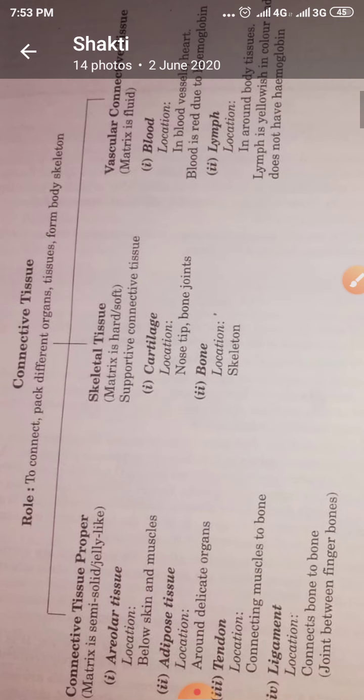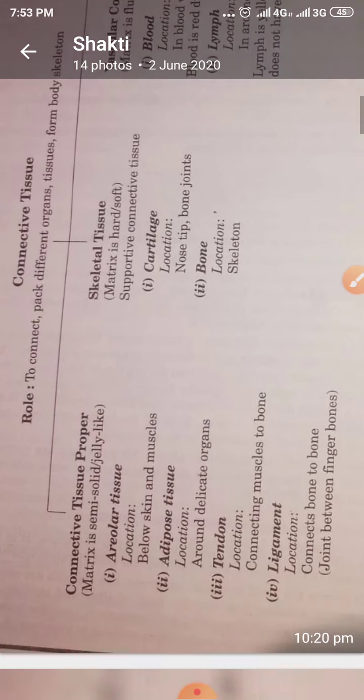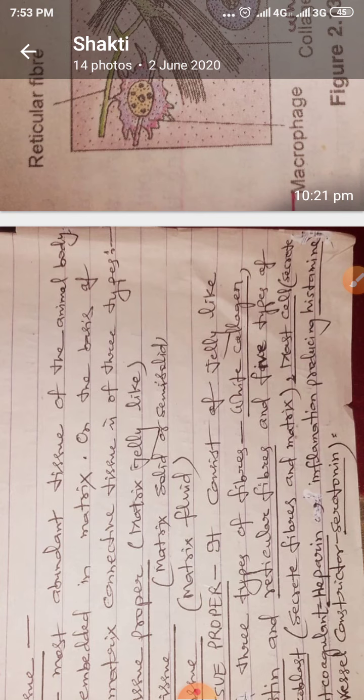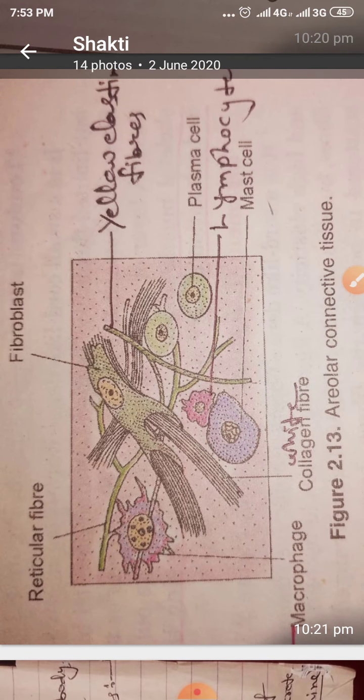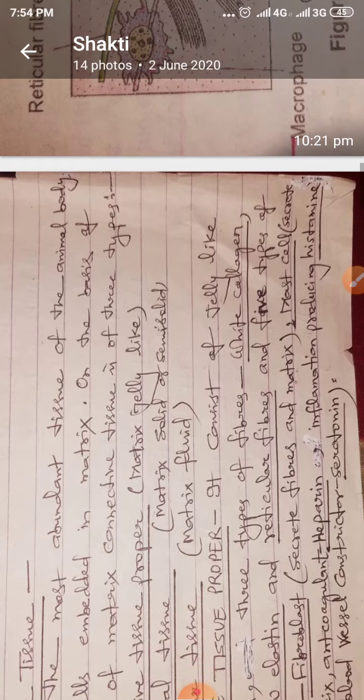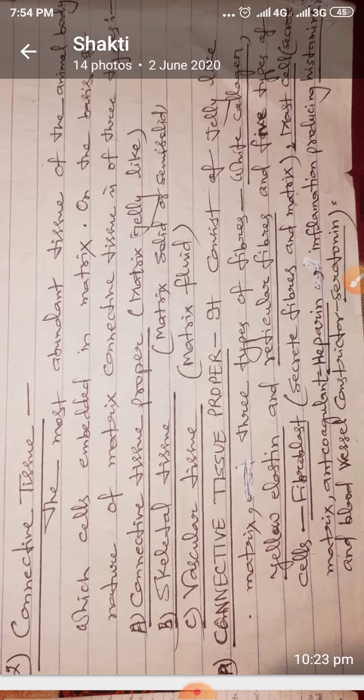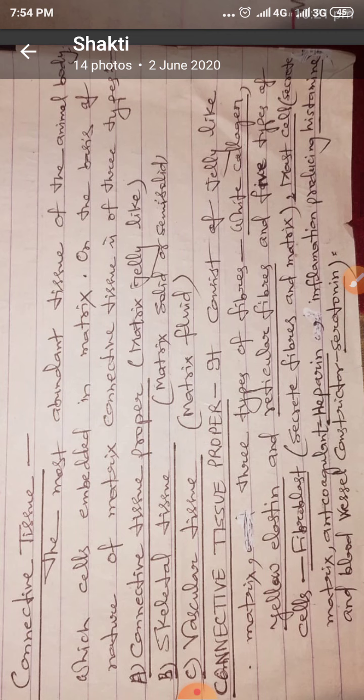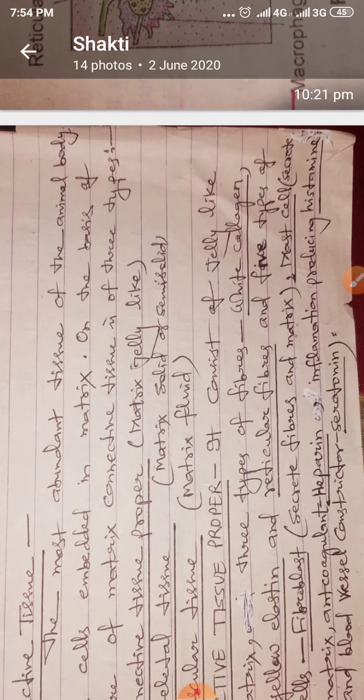Connective tissue proper, you see here, that is the structure of areolar tissue. Here you find different types of fiber and different types of cells, arranged here. Connective tissue proper consists of matrix plus three types of fiber.